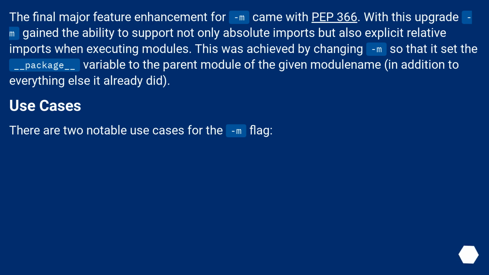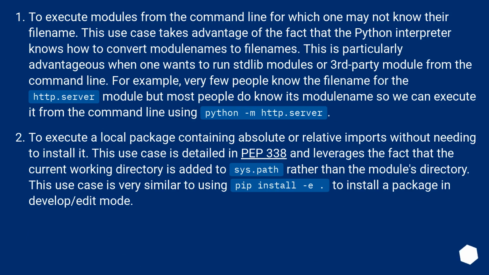Use cases. There are two notable use cases for the -m flag. To execute modules from the command line for which one may not know their file name. This use case takes advantage of the fact that the Python interpreter knows how to convert module names to file names. This is particularly advantageous when one wants to run stdlib modules or third-party modules from the command line. For example, very few people know the file name for the http.server module, but most people do know its module name, so we can execute it from the command line using python -m http.server.